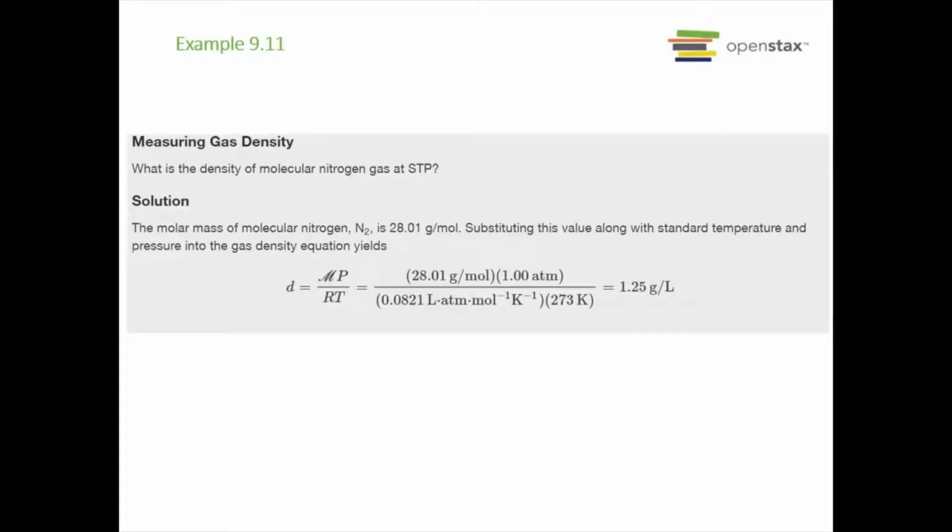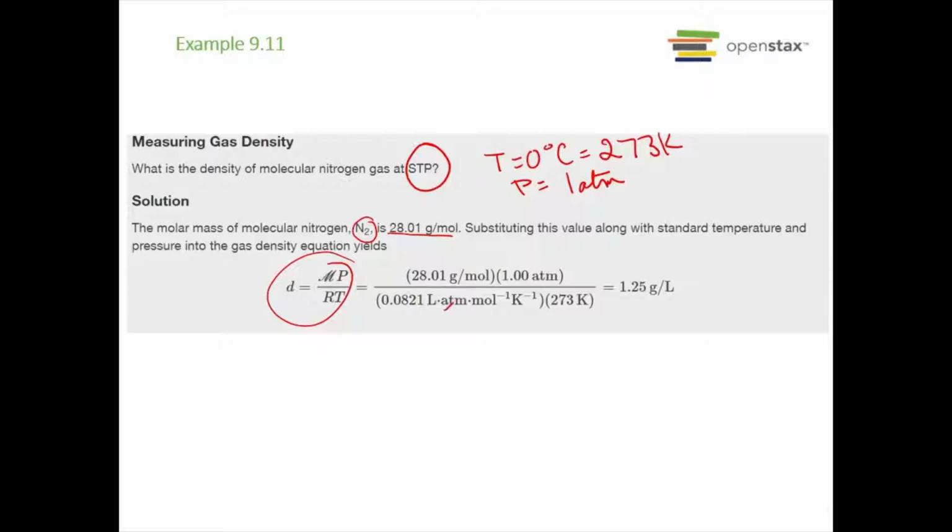So as an example, we want to look at the density of molecular nitrogen at STP. So let's remember what our STP conditions are. Temperature is 0 degrees Celsius, aka 273 Kelvin. Pressure is equal to 1 atm. And then we have nitrogen gas, which means it's N2, so it has a molecular mass of 28.01 grams per mole. And we can just plug all this right into this density equation that we just derived.